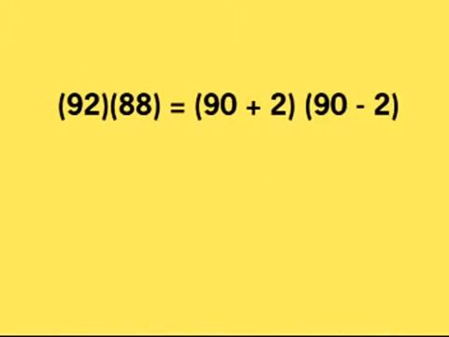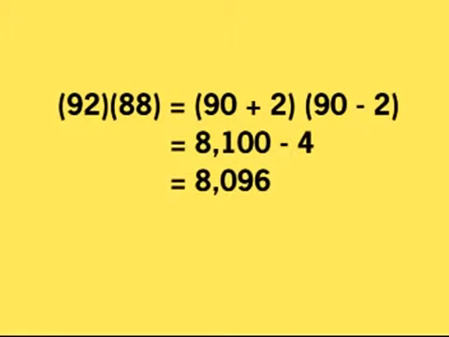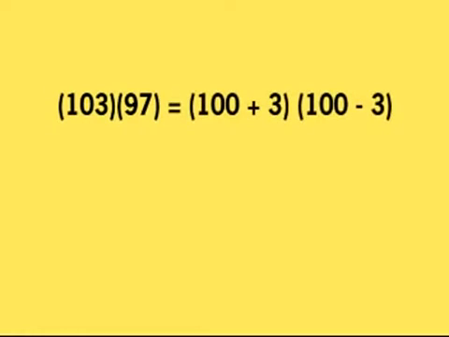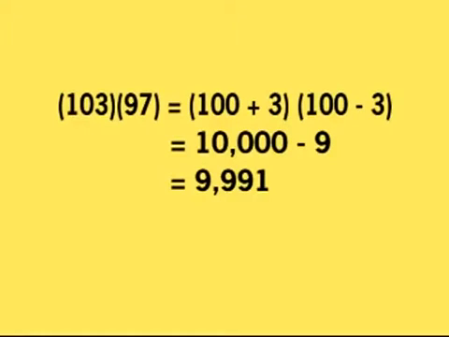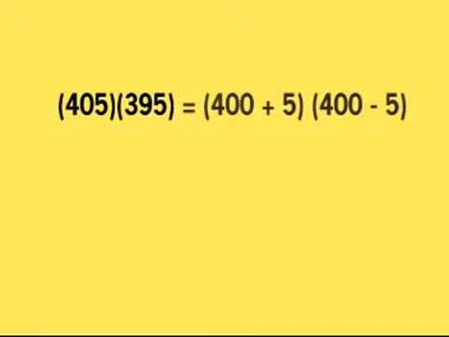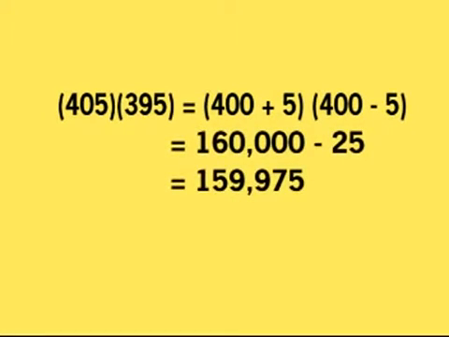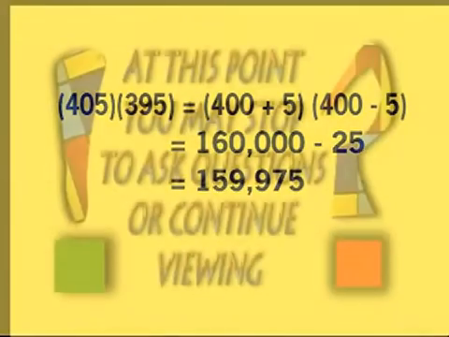92 times 88. 90 plus 2 times 90 minus 2 is equal to 8,100 minus 4 equals 8,096. 103 times 97. 100 plus 3 times 100 minus 3 is equal to 10,000 minus 9 is equal to 9,991. 405 times 395 equals 400 plus 5 times 400 minus 5 equals 160,000 minus 25 equals 159,975.